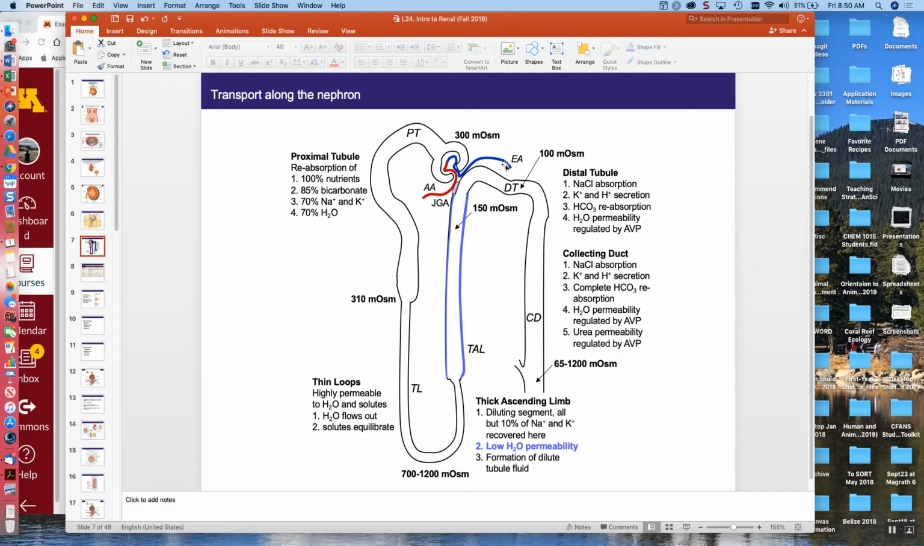Now, this is not correct. Take a look at this. This shouldn't be blue. This is not deoxygenated blood. This is still arterial. So I would put a little arrow and say this should be red.